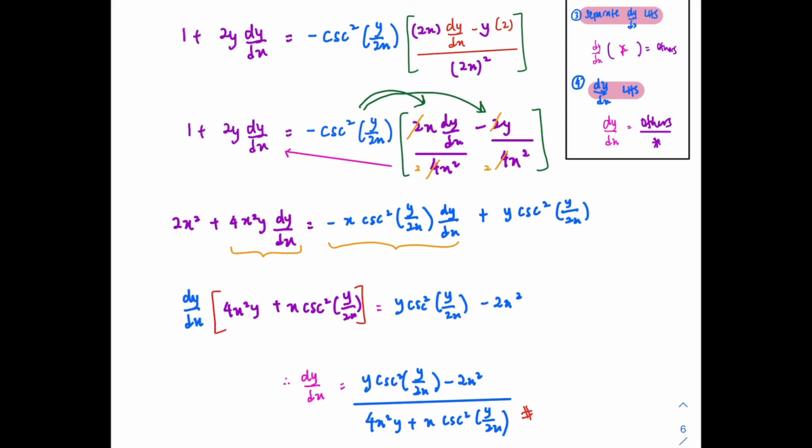Now let's do the third step. Separate dy over dx on your left hand side. These are the two terms with dy over dx. Put them on your left hand side and others on your right hand side. So straight away factorize them. Therefore, your final answer is just this term divided by this term here. Therefore, this is the final answer.